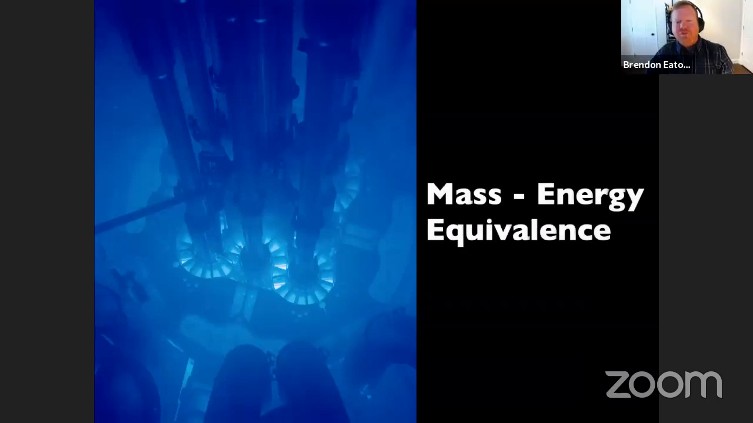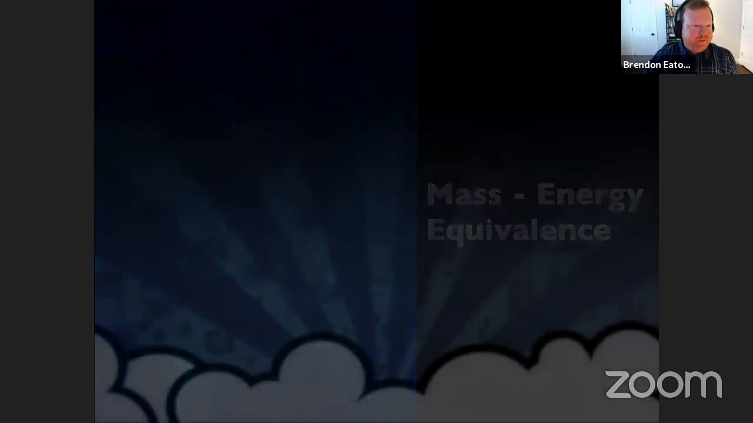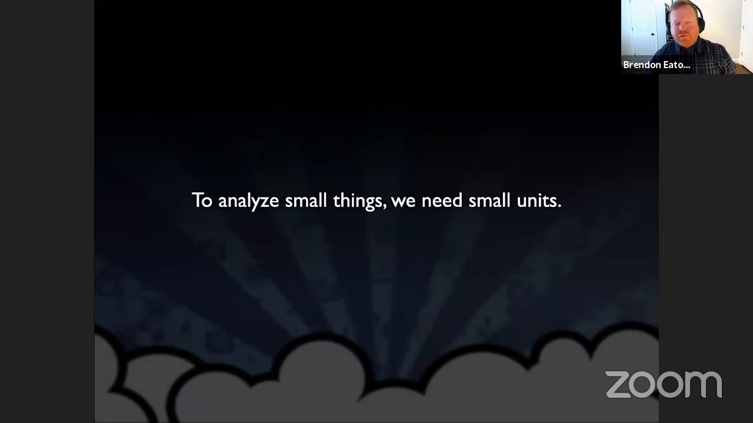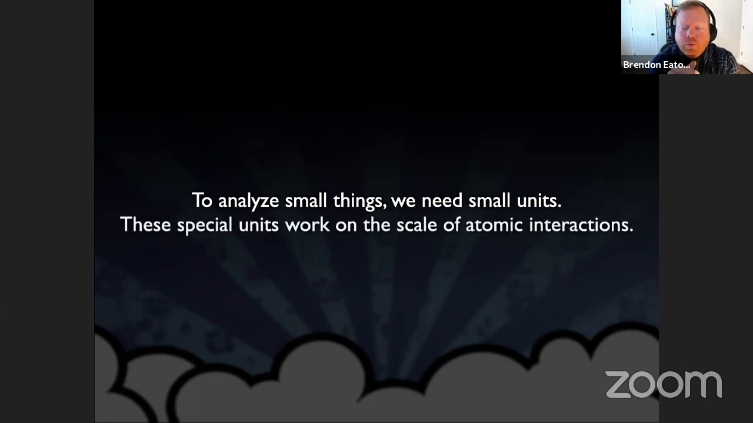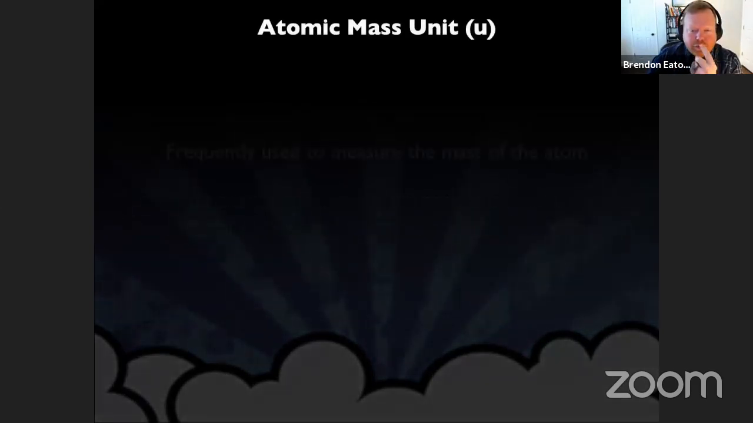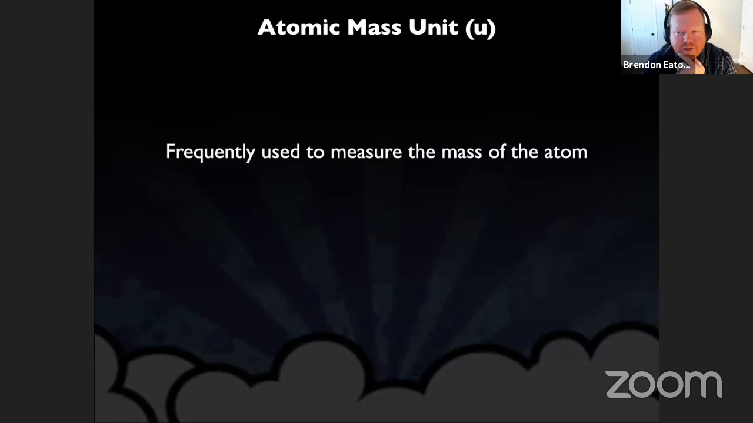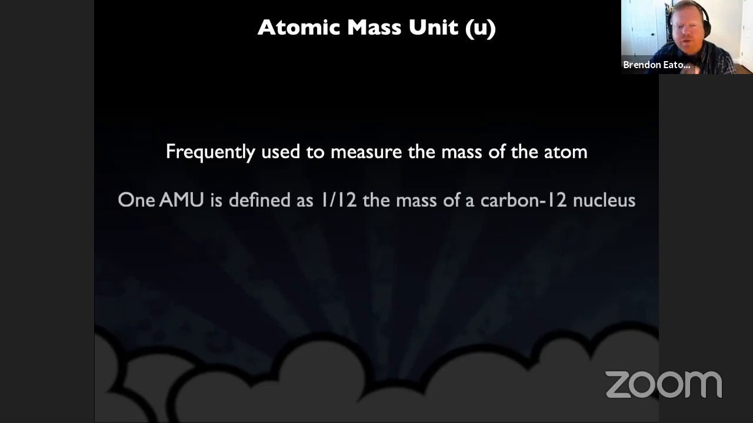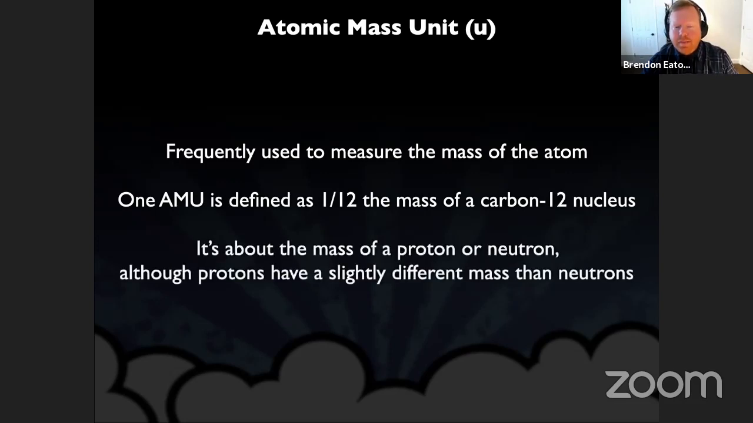All right, so let's move on to mass energy equivalence. So to start off with mass energy equivalence, we need to know that in order to analyze small things, we need really small units. And these special units only work on the scale of atomic interactions. And the first one that we've actually discussed before is atomic mass unit. And it's frequently used to measure the mass of an atom. And 1 AMU is defined as 1/12 the mass of a carbon-12 nucleus. It's about the mass of a proton or a neutron, although protons have a slightly different mass than the neutrons.